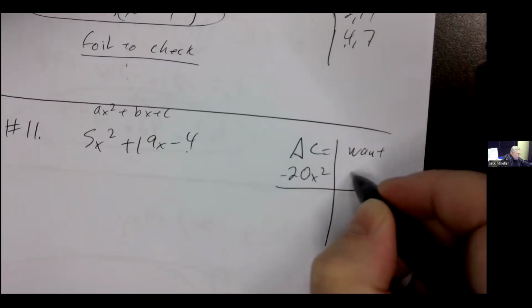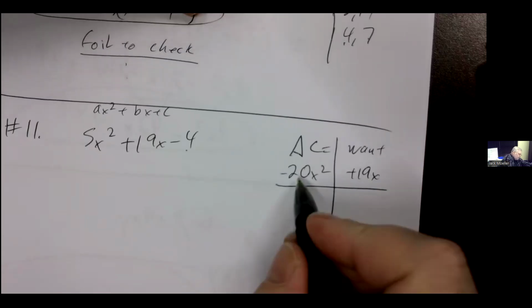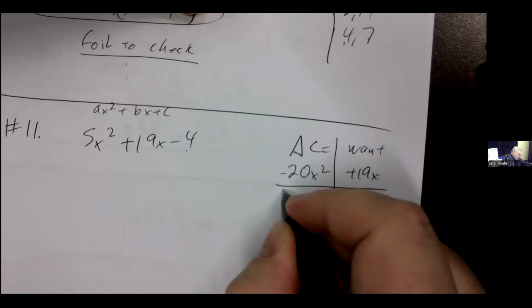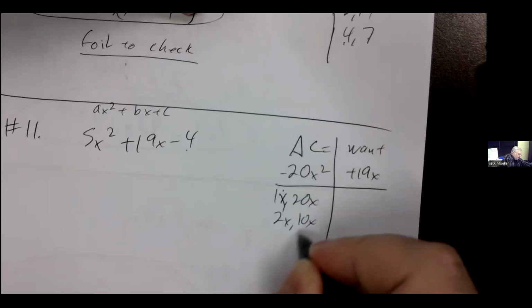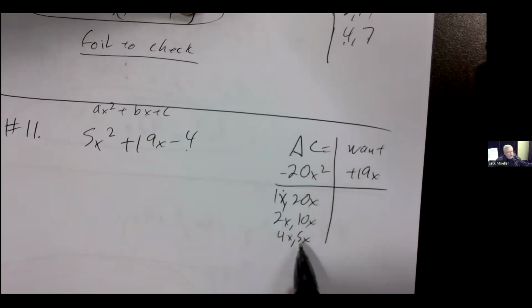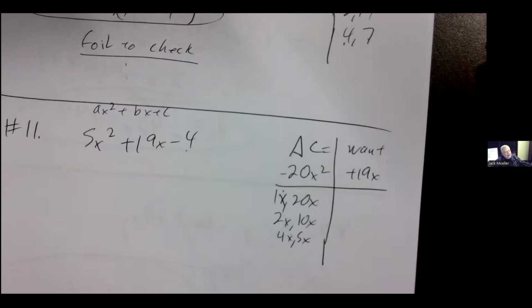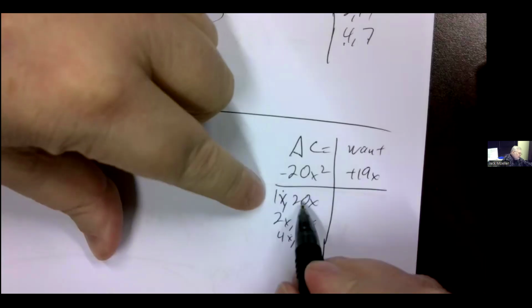And so what we're going to do is factor all the ways to factor 20. So we got 1x and 20x, 2x and 10x, 3 doesn't go into it, 4x and 5x, and then 5's on our list. So those are the possibilities. All right. So how do we add or subtract these to get a positive 19x? Well, we need -1 plus 20. Now you could do 20x minus 1x.